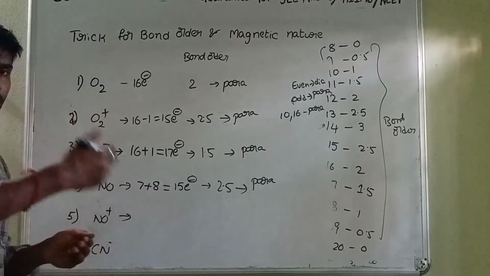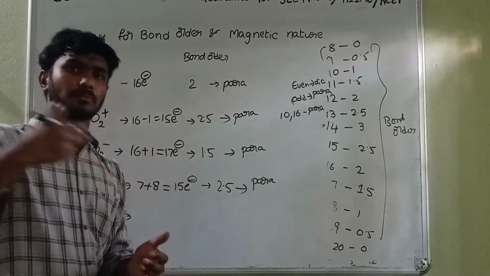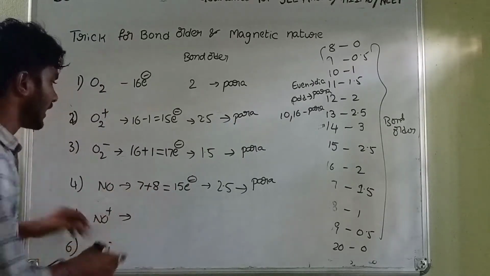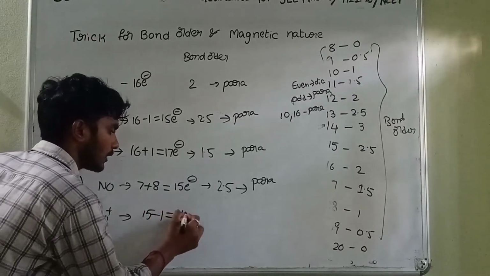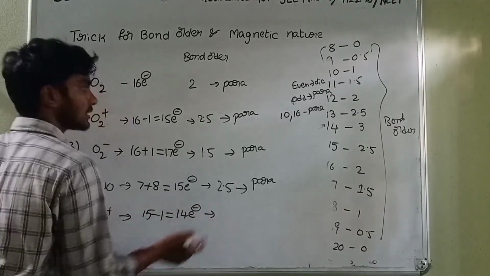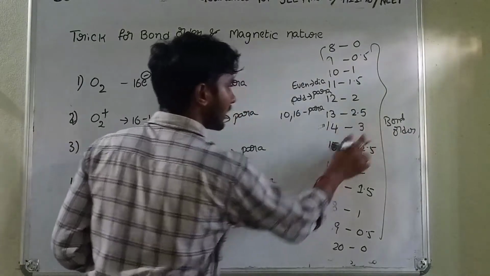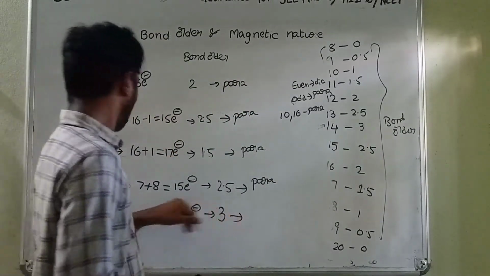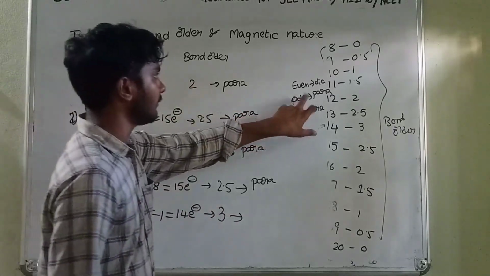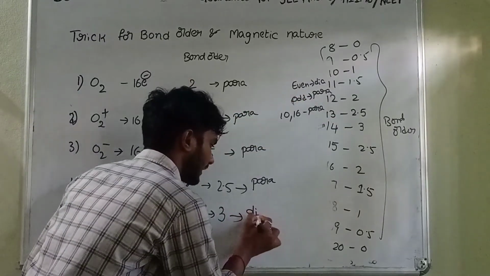NO plus means we are removing one electron from NO. NO means 15 electrons, so 15 minus 1 is 14 electrons. For 14 electrons, bond order is 3, and 14 is an even number, so it shows diamagnetic nature.